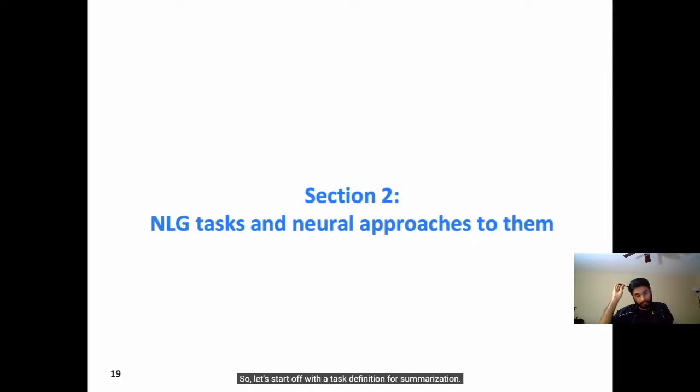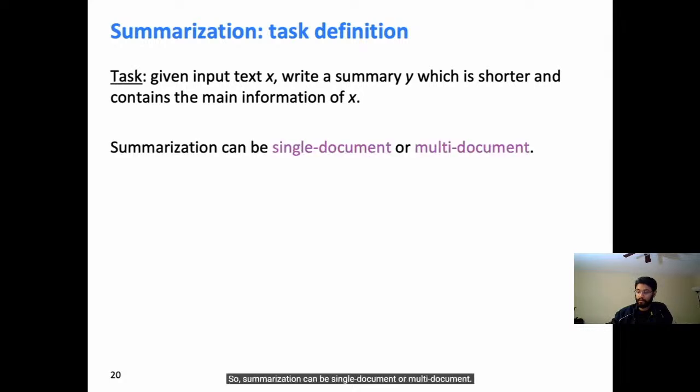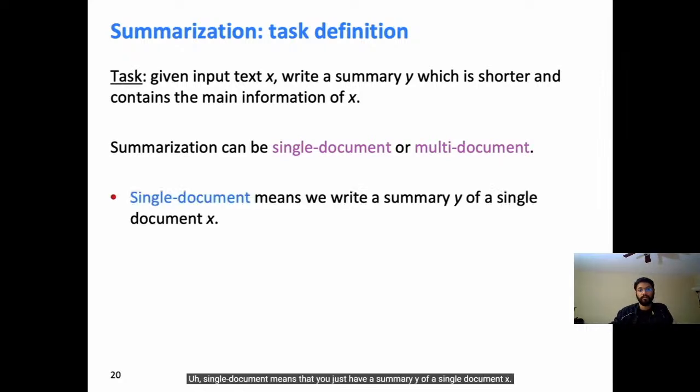So let's start off with a task definition for summarization. One sensible definition would be, given some kind of input text X, you want to write a summary Y which is shorter than X and contains the main information of X. So summarization can be single document or multi-document. Single document means that you just have a summary Y of a single document X.